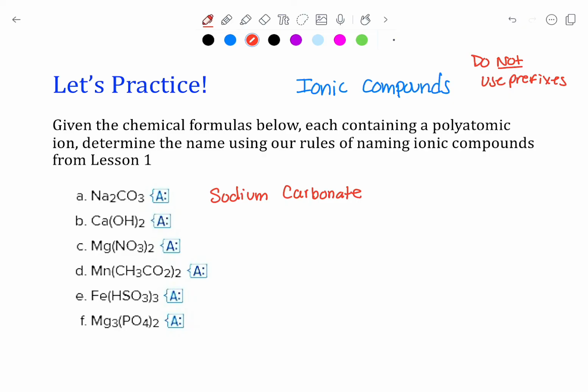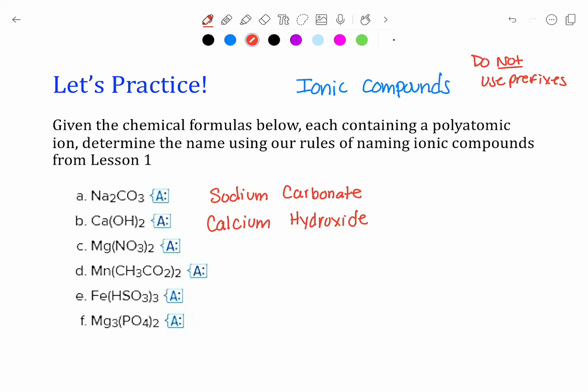Next up we have calcium hydroxide. Next up we have Ca(OH)2. Ca we know is calcium, so we're going to name calcium. It's a main group element, so it does not need a Roman numeral. OH, we've used that before, that's hydroxide. So just like we did in lesson 1, we name the first and then we name the second. The only thing is our polyatomics just have special names that we don't have to change.